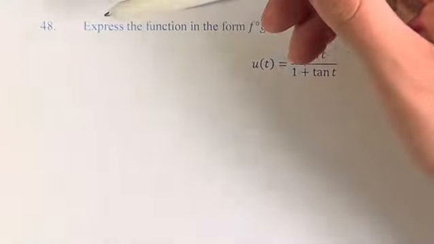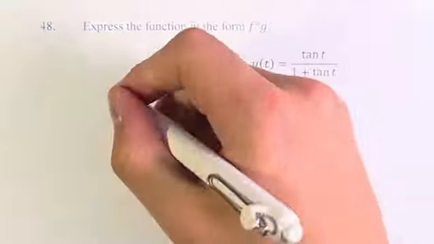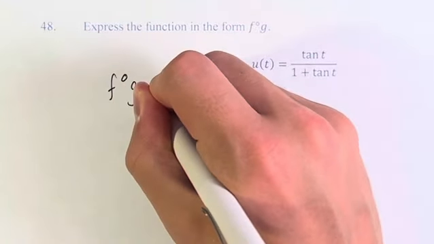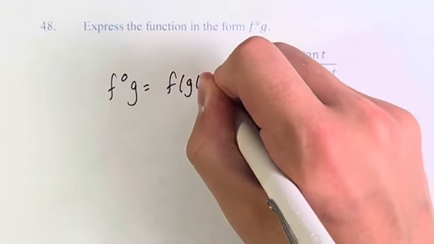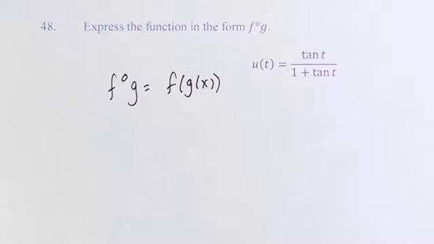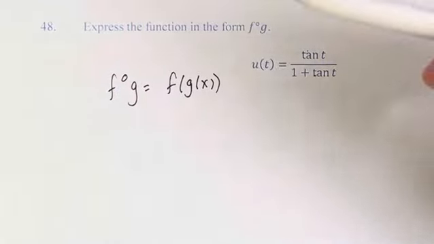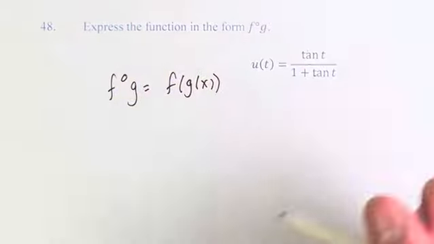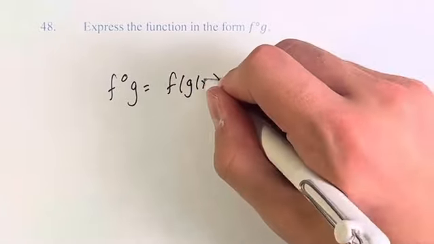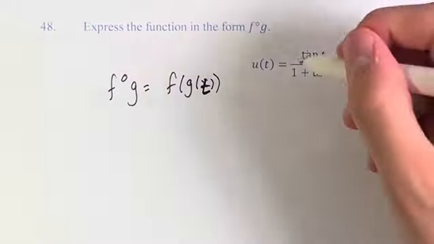In this problem, we're looking to express the function u of t is equal to tangent t over 1 plus t in the form f of g. And as a reminder, f of g is f of g of x. We want this composition to equal u of t. So if we notice we have a tangent of t here, therefore the easiest way to do this composition is if our inner function, right, g of t, not g of x, is tangent of t.